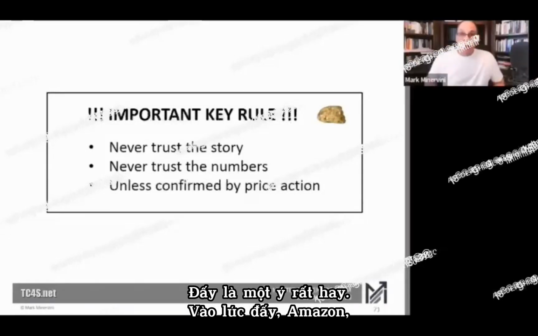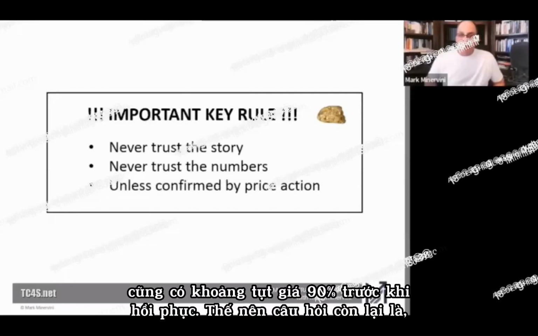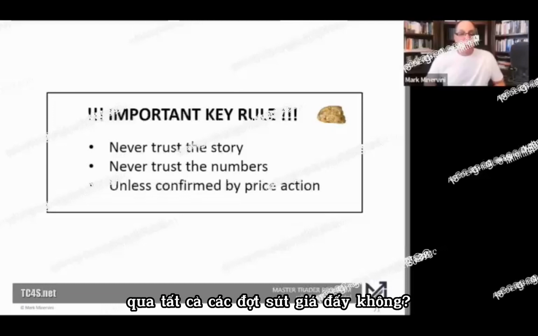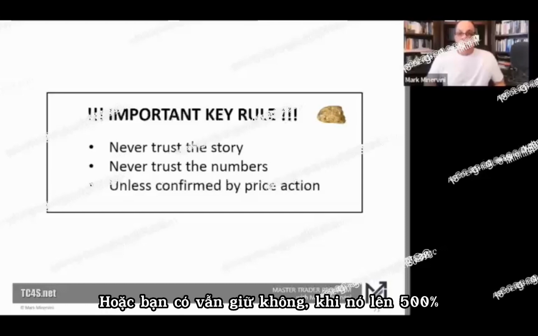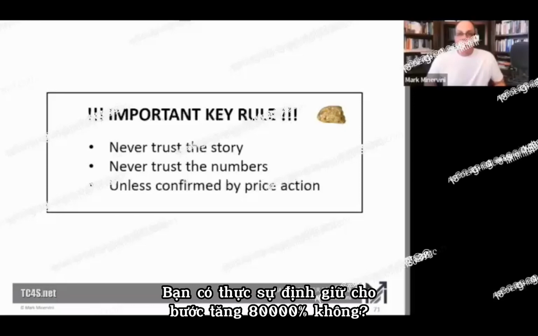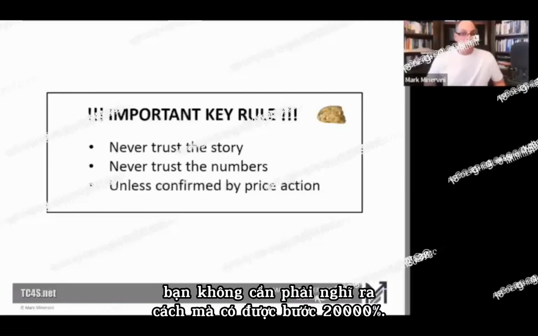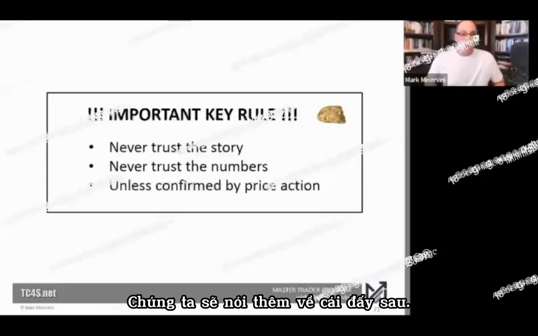During that time, Amazon, which I bought in 97 right off the IPO also, which went up huge, had I believe a 90% drawdown. So the other question is, would you really have held? Would you really have held through all those pullbacks, or would you have sold when you were up 100%, 500%, 1,000%, 10,000%? Are you really going to hold for an 80,000% move? But you can get to that big return if you sell out on these trading opportunities, because you're not making that big giant decision or having to come up with a way to capture a 20,000% move. We're going to get into more of that later, though.